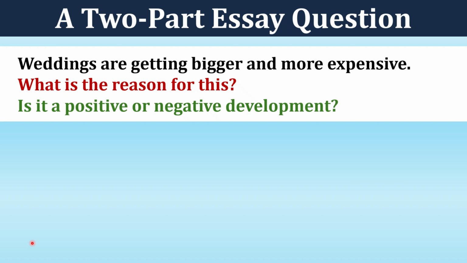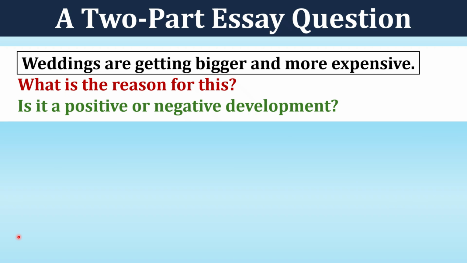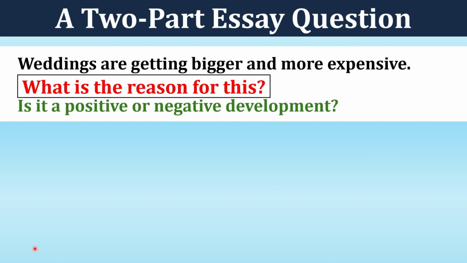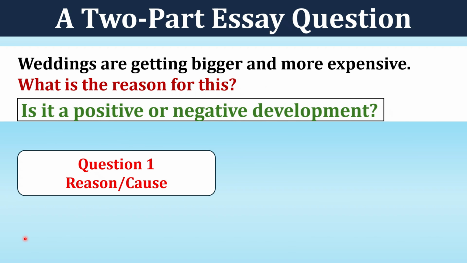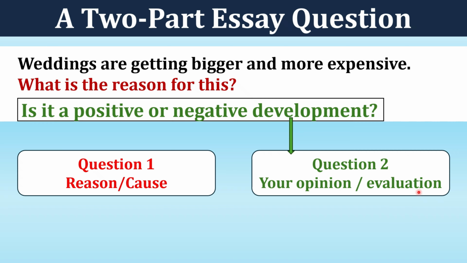So what exactly makes this a 2-part question essay? A 2-part question essay contains 2 separate questions, and you must answer both of them. Look at this example. After the topic statement, weddings are getting bigger and more expensive, you have 2 questions. The first asks, what is the reason for this? Here, you need to explain the cause. The second asks, is it a positive or negative development? Here, you need to give your opinion. These are 2 different tasks. One asks you to explain, while the other asks you to evaluate.